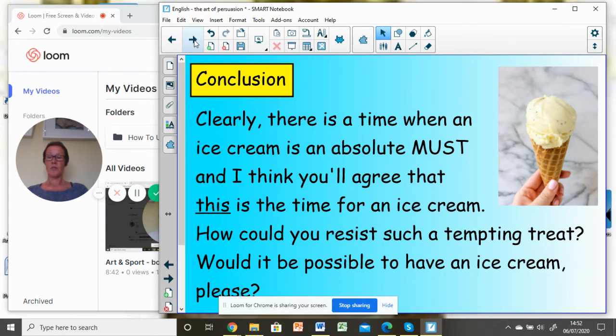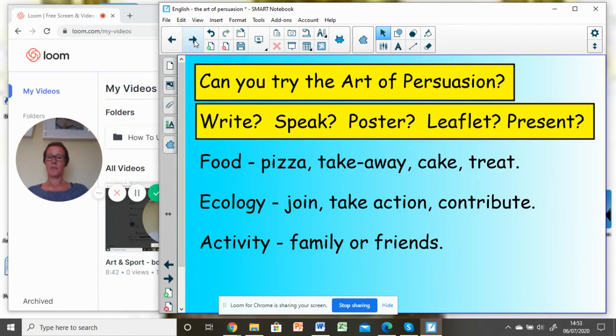All in all, I've used all the techniques that we spoke of at the beginning, and you might want to play the film back to make some notes on how to organise and which kind of language to choose in your persuasive writing. Your task for this week is this. Can you try the art of persuasion? You might want to write something.